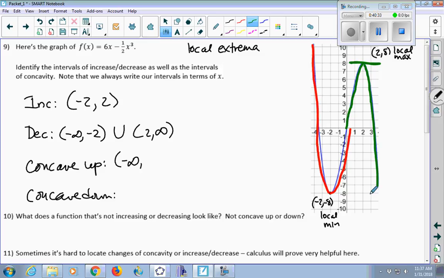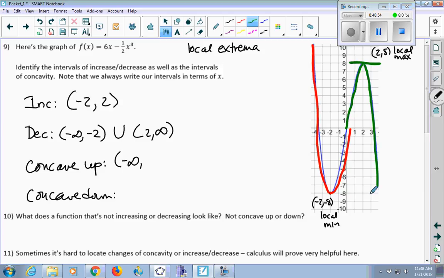And the best you can do is just estimate it. You won't always be able to exactly pinpoint it. When you get to calculus, you will have a calculus method that will always tell you where that point is, where your graph changes from concave up to concave down. But you have to wait till you get to calculus. For now, you just do a visual inspection.